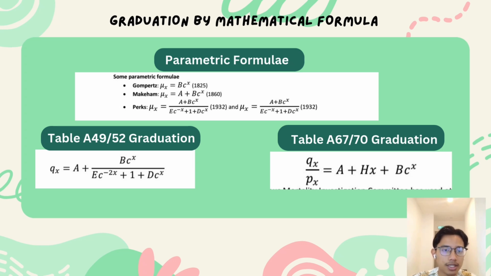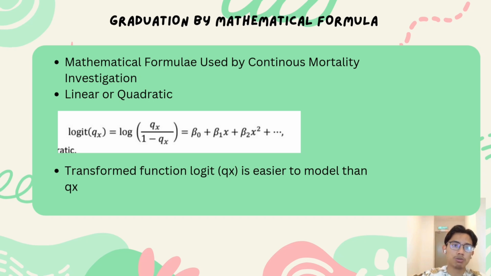The table A67 of stroke 70 was graduated using qx over px equal to a plus hx plus bc power of x. The mathematical formula used by the Continuous Mortality Investigation, typically in linear or quadratic usage, is logit qx equal to B0 plus B1x plus B2x power of 2. This transform function, logit qx, is easier to model than qx.